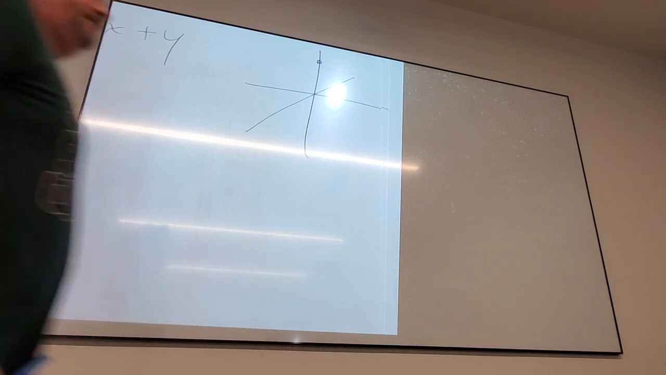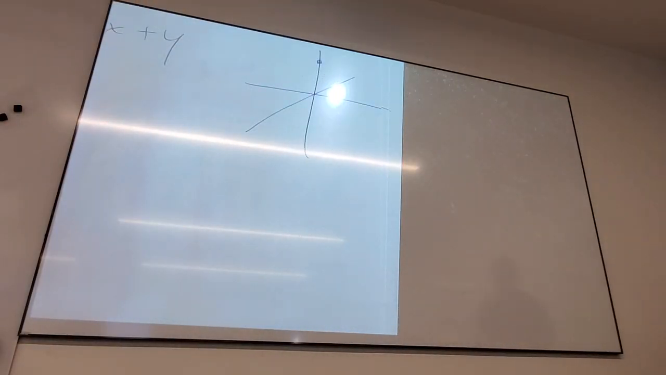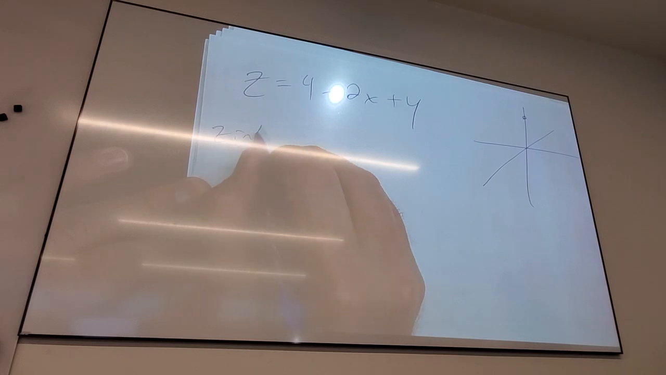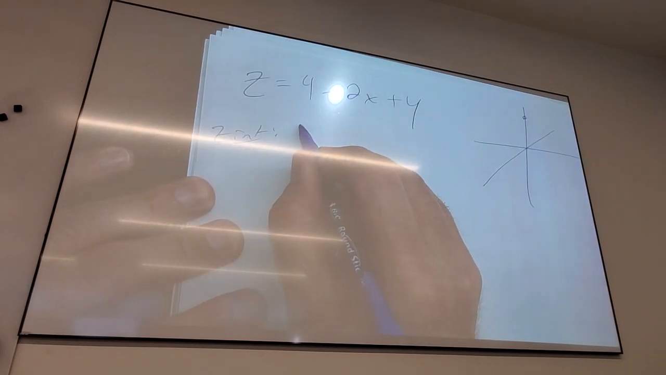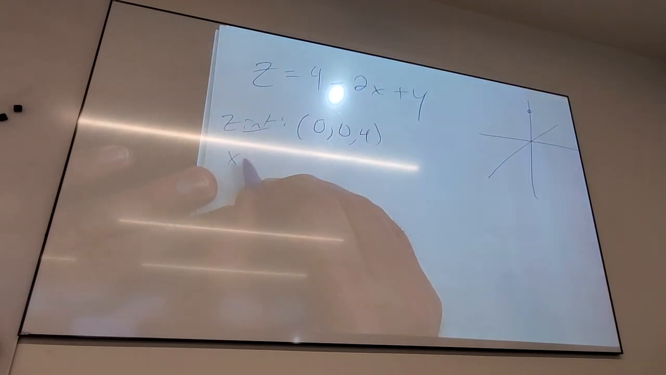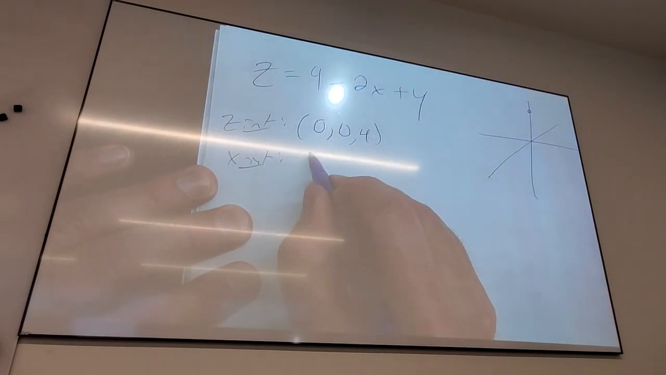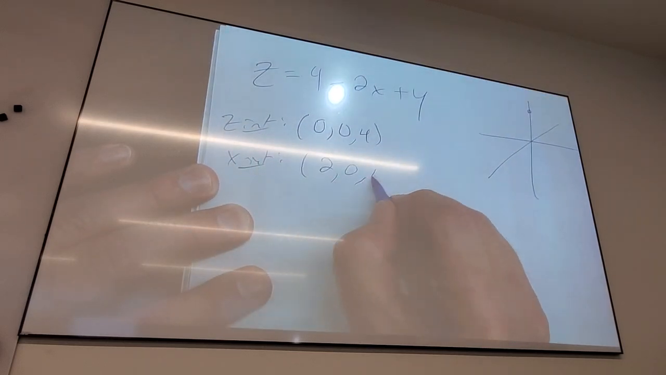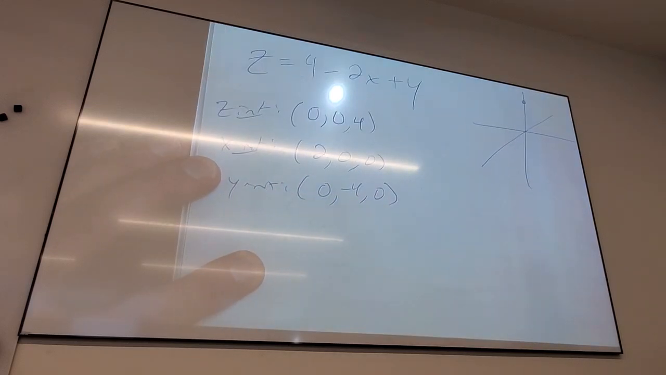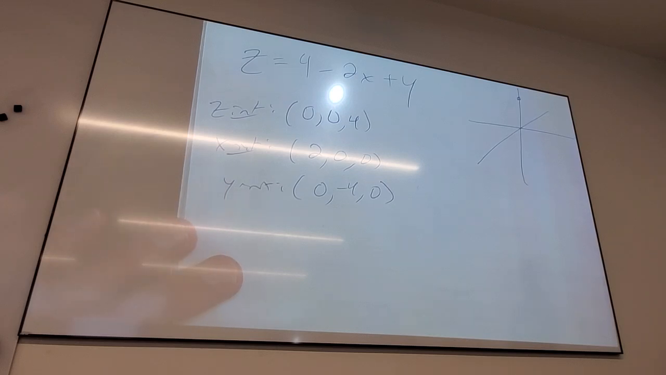All right. So what did you guys get? Anybody? What was your z-intercept? 0, 0, 4. Yes. Intercepts are points. What's your x-intercept? 2, 0, 0. And what's your y-intercept? 0, negative 4, 0. Kick ass.